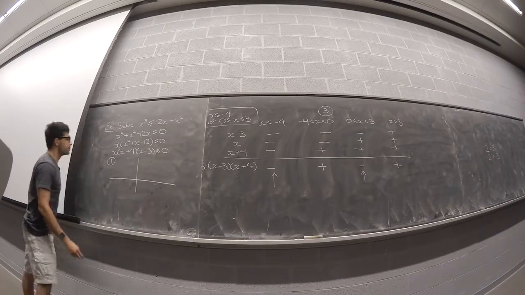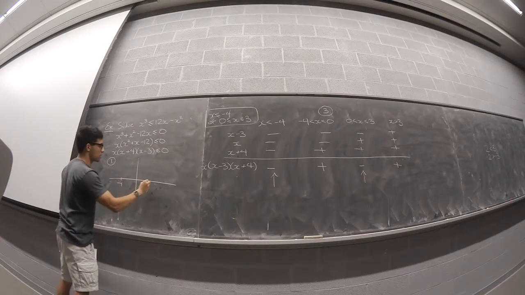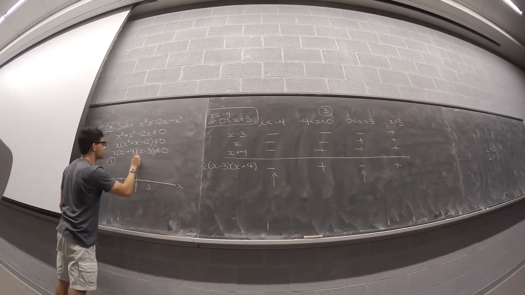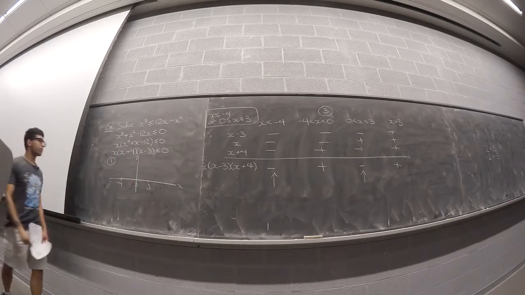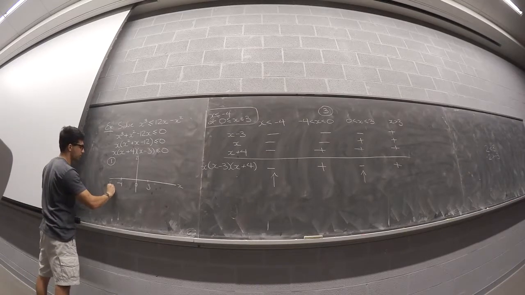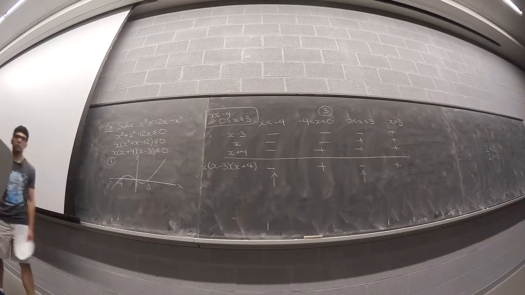It's a cubic. Its zeros are at minus 4, 3, and 0. Okay? And that means it looks like this. Okay?